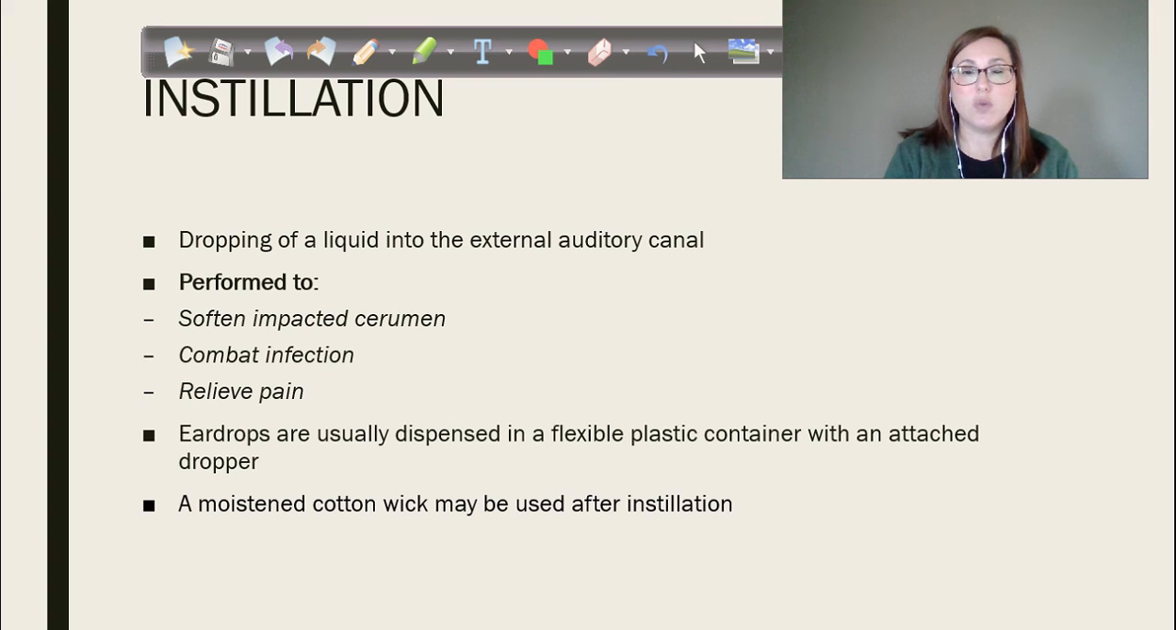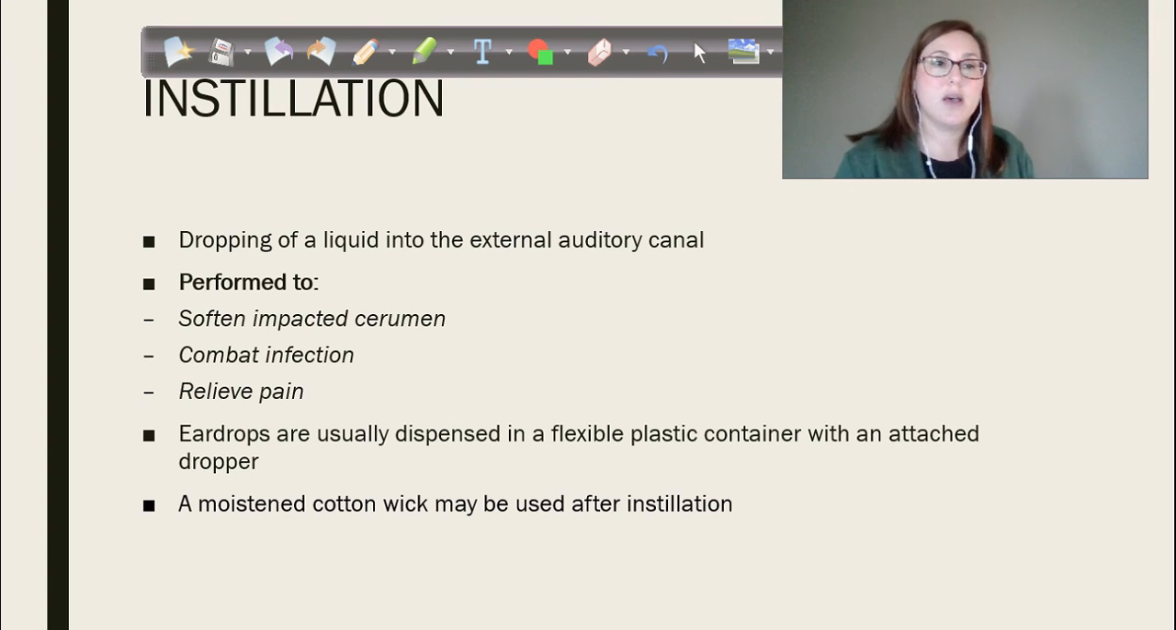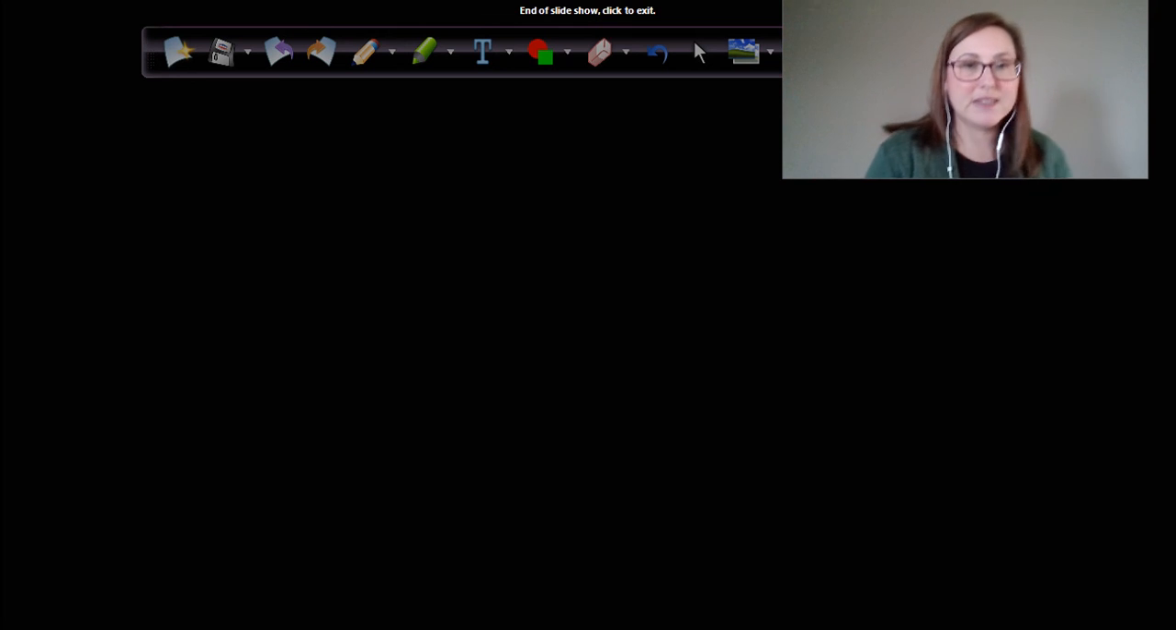Sometimes a moistened cotton wick can be used, or a cotton swab, but usually when you're putting those eardrops in, it's that little container, and it's either got a little dropper, or you can just squeeze the container and drop the drop into the ear. That's the end of the discussion.